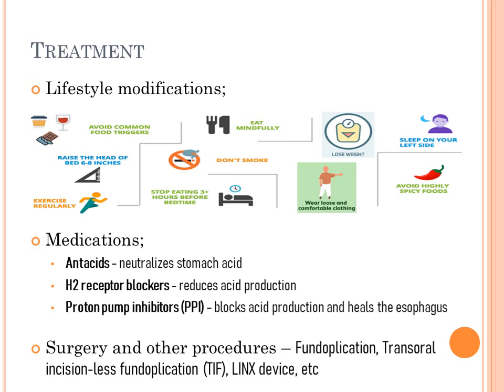If patients complain that they do not notice any changes in their symptoms or only slight changes, a trial of medications can be given to them. Some examples of the medications that are used are antacids, which work by neutralizing stomach acid, H2 receptor blockers, which reduce acid production, and proton pump inhibitors, which not only block acid production but also help to heal the esophagus. As a last resort, when nothing else seems to work, surgery and other procedures may be tried. Some examples of these are fundoplication, transoral incisionless fundoplication, and the LINX device, to name a few.